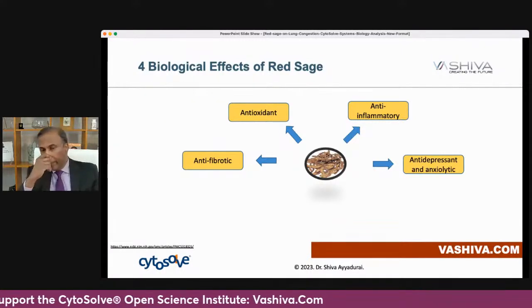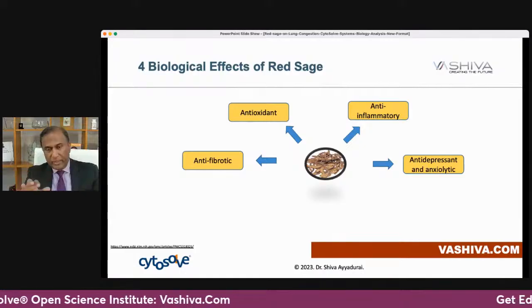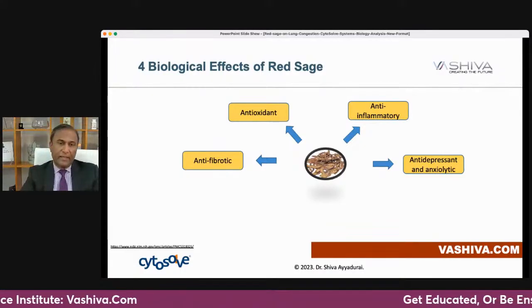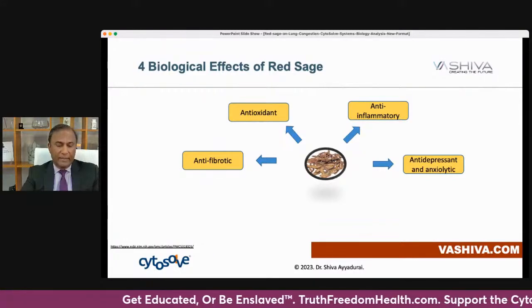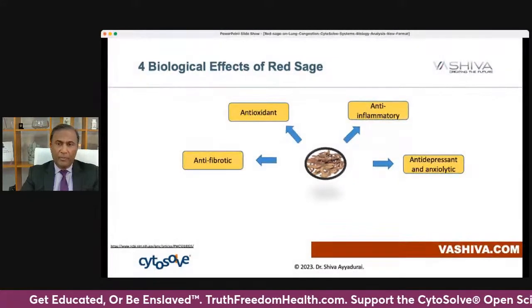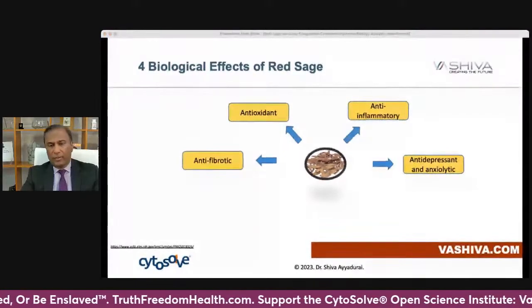So it has effects on lowering depression. That's what it means, antidepressant. And antifibrotic. Fibrosis is where you have scarring of the lungs. So this is antifibrotic. Pulmonary fibrosis is a horrible, horrible disease.